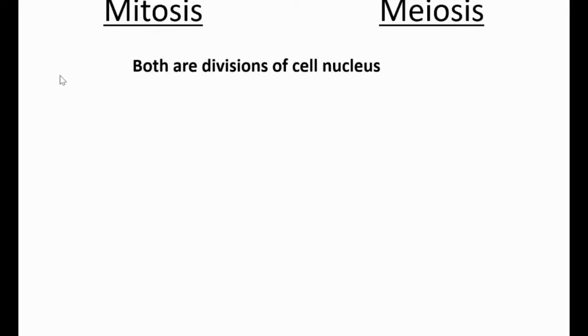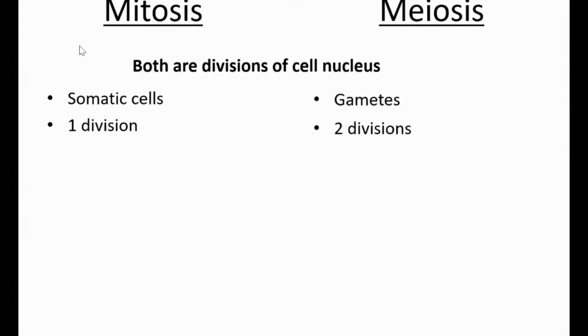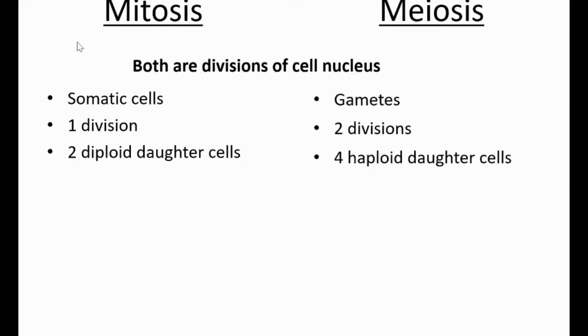So you can kind of take some notes. Both are divisions of a cell nucleus. Mitosis produces somatic cells, whereas meiosis produces gametes. You have in mitosis only one division occurring, and in meiosis you have two divisions occurring. Mitosis produces two diploid daughter cells. Meiosis produces four haploid daughter cells.